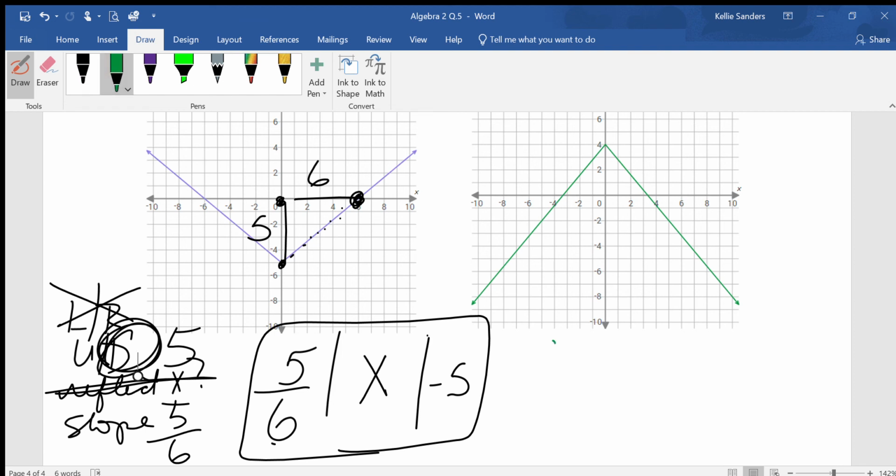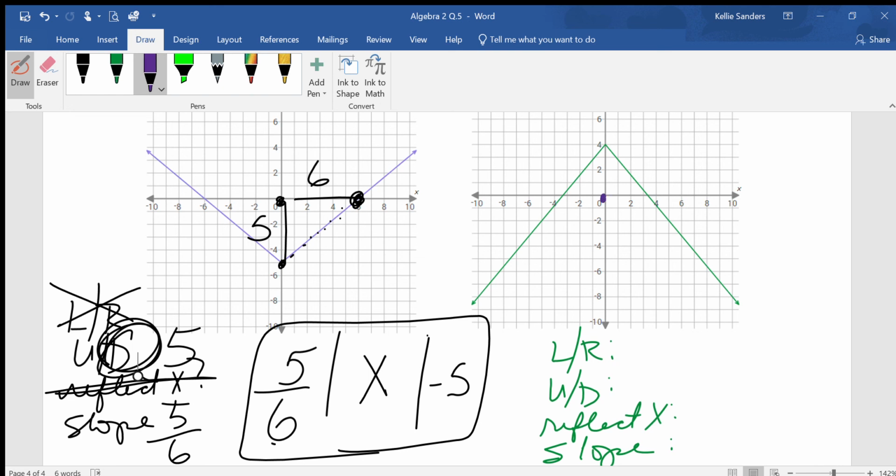Change colors. Left, right, up, down, reflect x, slope. You have to think of every single one of those to be able to answer these questions. Did it go left or right any? No. Did it go up or down any? Yes. It went up 4. Did it reflect the x? Basically, is it going down? Yes.